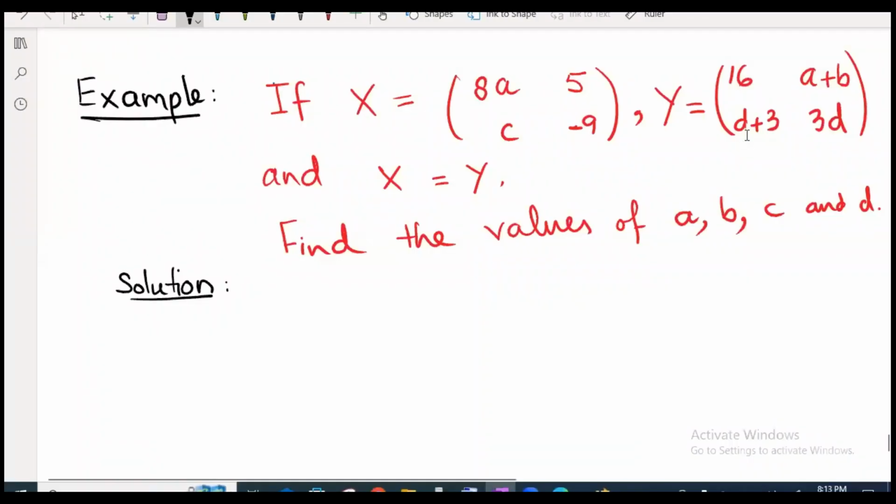So there is an example, right? Which involves equal matrices. In this example, X and Y are two matrices here. And given by the examiner, X equal to Y, where matrix X is 8, a, 5, c minus 9, equal to Y, 16, a plus b, and d plus d, 3d matrix, right? The examiner is saying this.